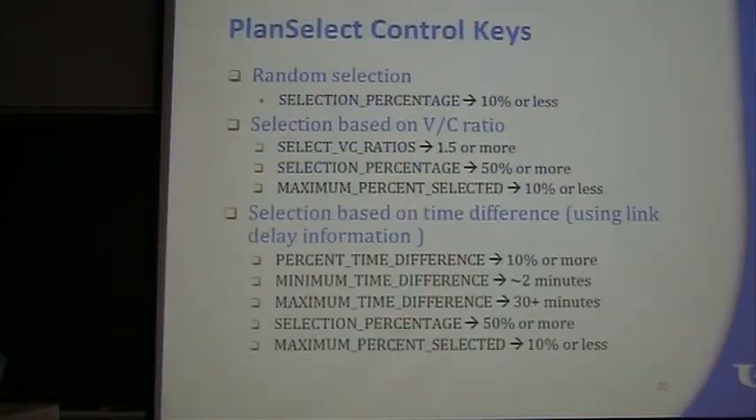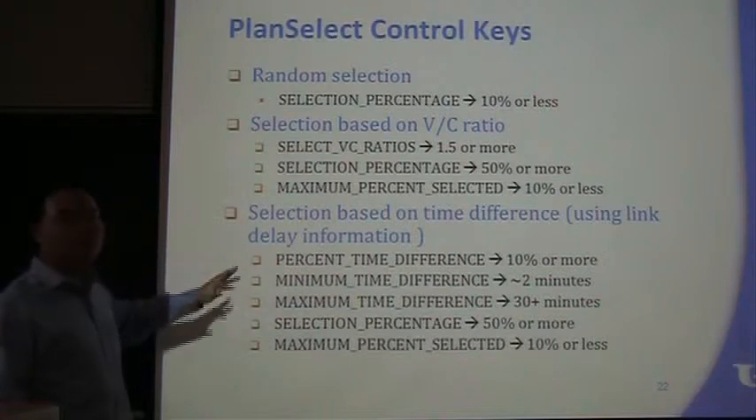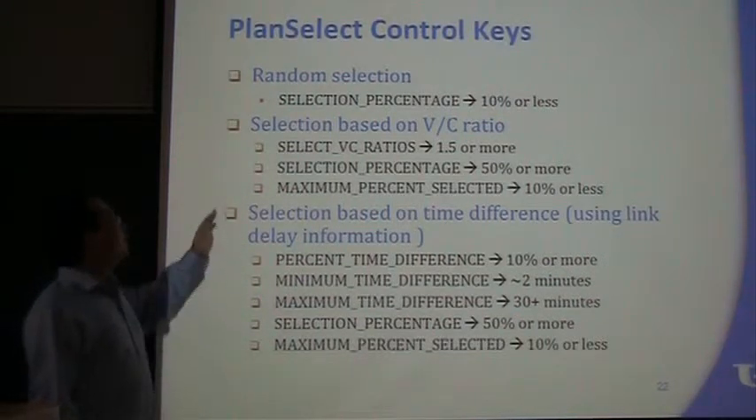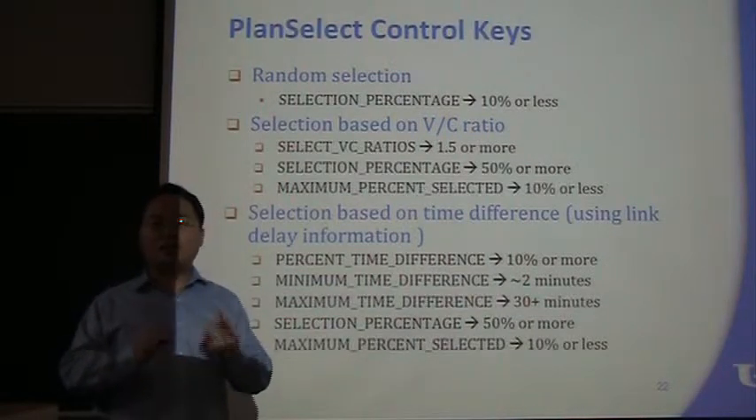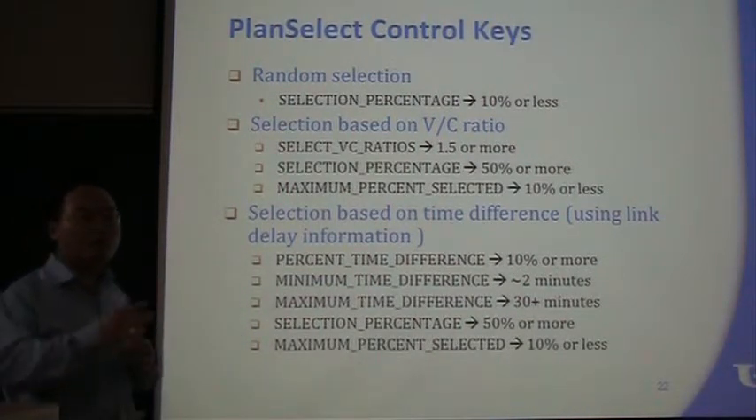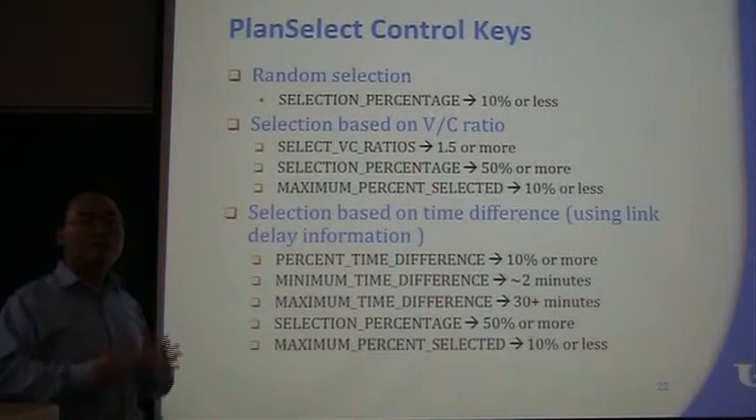So I can introduce this thing. Plan select has several control keys, and these control keys have to be explained now. We said we want to select some plans. But how do we select some plans? We can have three criteria to select the plans.